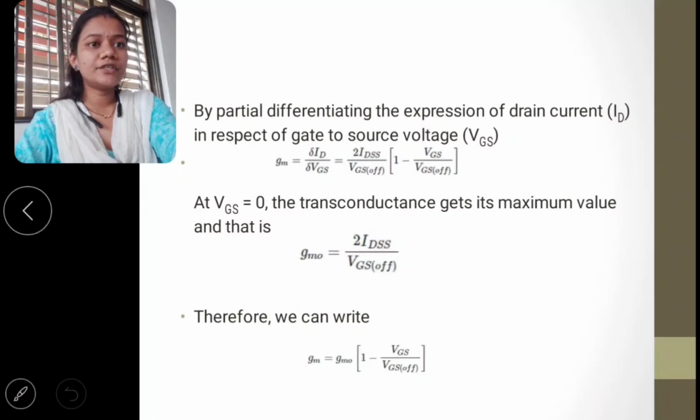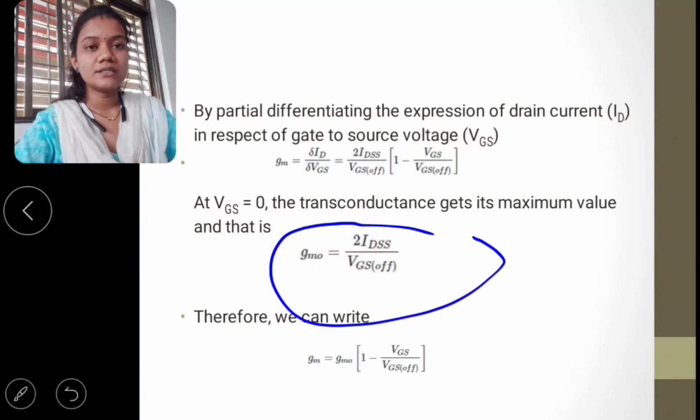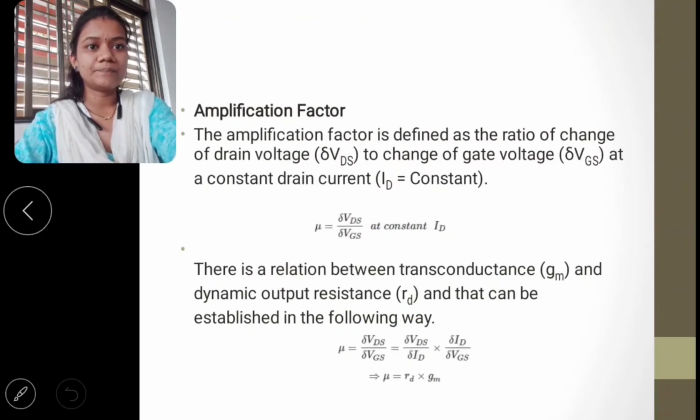By partially differentiating the expression of drain current with respect to VGS, we get the transconductance. When VGS is equal to 0, the transconductance is at its maximum value. So gm0 is equal to 2 IDSS upon VGS(off). Therefore we can write gm is equal to gm0 into bracket 1 minus VGS upon VGS(off). This is the transconductance expression.